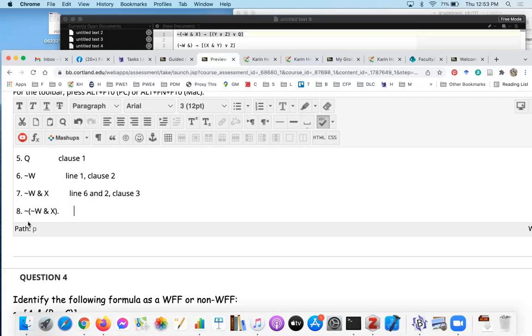Okay, so what justifies this as a well-formed formula? Well, clause 2 says that if the formula not W and X is a well-formed formula, then its negation is a well-formed formula. So because we have that formula on line 7, and then we applied clause 2 to it, that makes that a well-formed formula. So now I'm going to take this period out, and now when I hit return, see, it doesn't reappear.